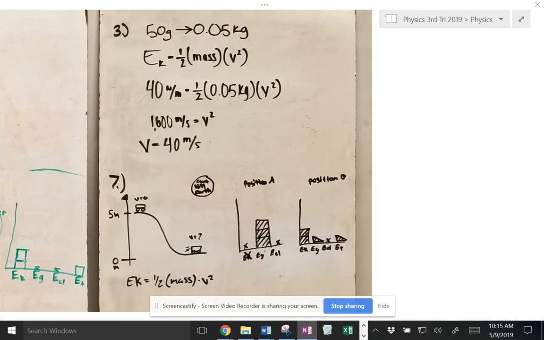So what did you get? How fast does a 50-gram air need to travel to have 40 Newton meters of kinetic energy? So we transferred 50 grams to 0.05 kilograms. And then we did EK equals 1/2 mass times velocity squared. So we did 40 Newton meters equals 1/2 times the mass, which is 0.05 kilograms, times v squared. And then we solved for v and got 40 meters per second.